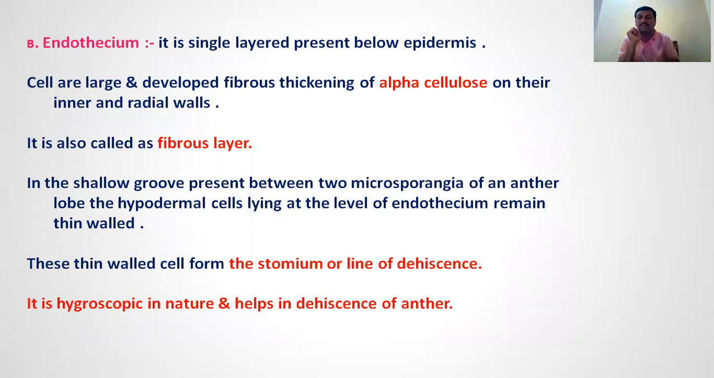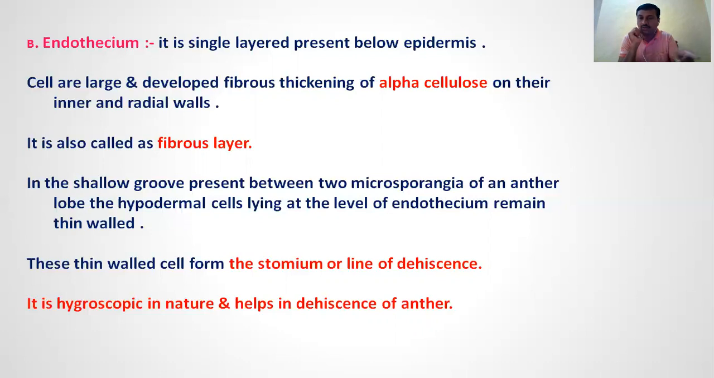It is also known as the stomium. म्हणजे suddenly break होणार आहे or line of dehiscence break होणार आहे. त्याच्यासाठी ह्या एंडोथेशियमची वॉल जी आहे थिन वॉल आहे. कारण की अँथर डेव्हलप झाल्यानंतर मॅच्युअर झाल्यानंतर ही ब्रेक होणार आहे. It is also known as the stomium or line of dehiscence.